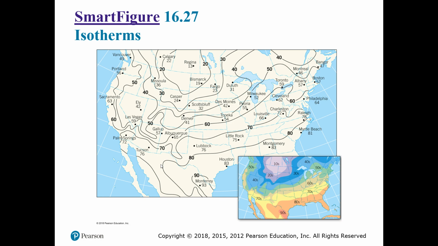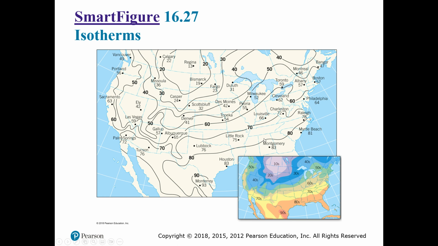Here are isotherms, and I do recommend that you check out the SMART figure. But we'll start with this 80 degrees here. So everywhere that's on this line, every location on this line is 80 degrees. So we connect all of those locations at 80 degrees and we get this line. And you notice that there has to be 80 somewhere between Little Rock, which is at 75, and Houston, which is at 83. So somewhere between that line we have an 80, and that's where it would be plotted based on where that 80 is actually taking place.